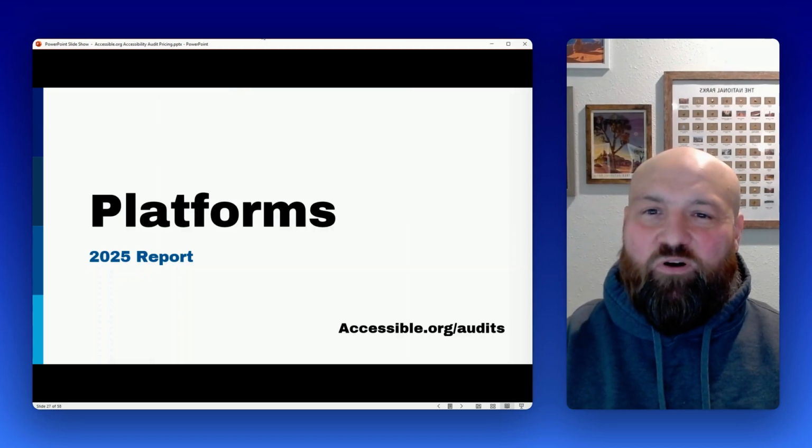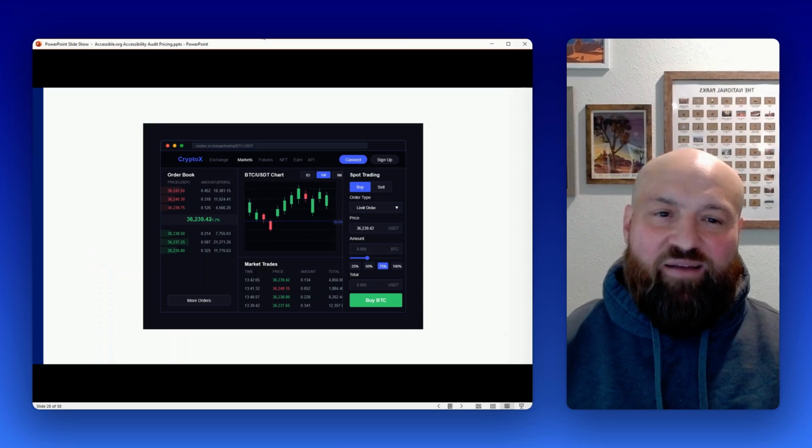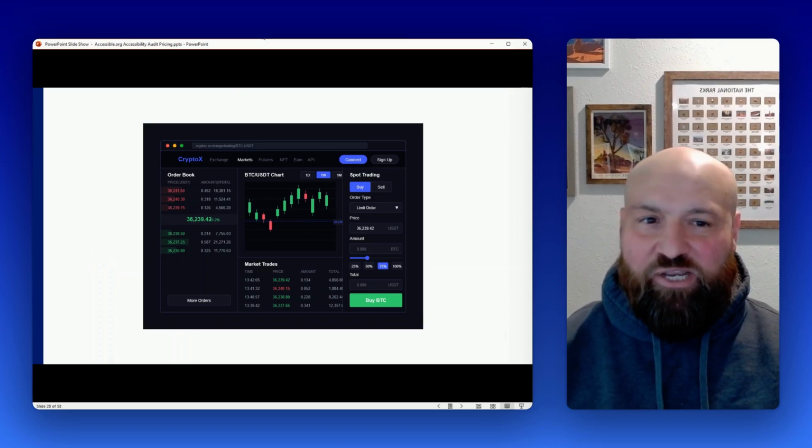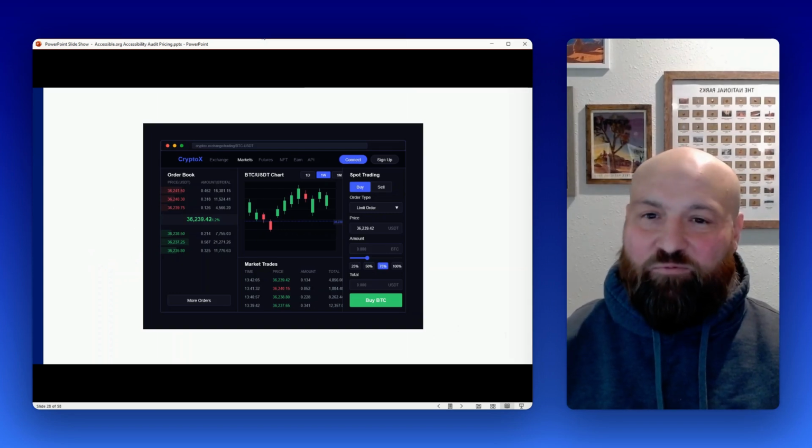Now let's go over audit pricing for platforms. And on this next slide, I have a mock-up of a crypto exchange dashboard. I typically think of a crypto exchange when I think of a platform, just to me because it is representative of so many of the characteristics and traits that platforms have.